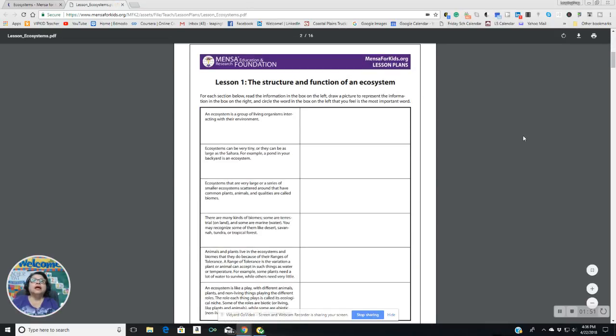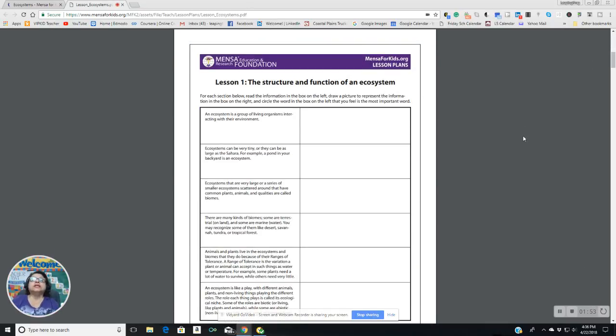But it goes into a section on explaining what ecosystems are. This is lesson 1, the structure and function of an ecosystem. Even though many of us know a lot about ecology, I think the format that they used was very step by step, very detailed, and I really liked the way they presented it.